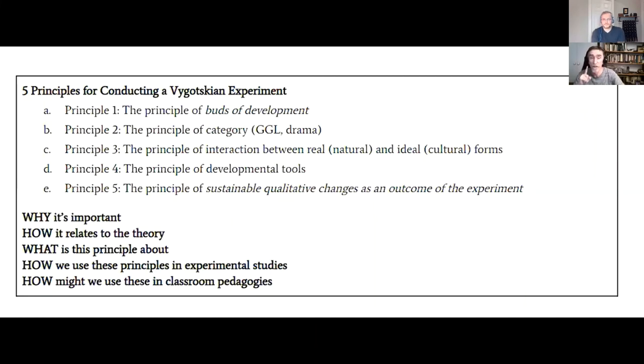It helps me to find where my fault is. If after this something happened, I look at other principles and ask questions. Maybe my experiment was not successful because I did not find the proper buzz of development. Maybe it was my mistake. Maybe the child had no buzz, had no higher psychological function, which is just on the buzz stage. Maybe my mistake was there.